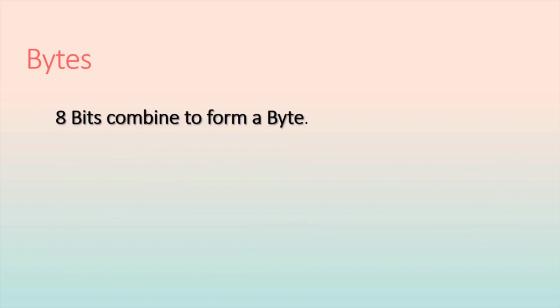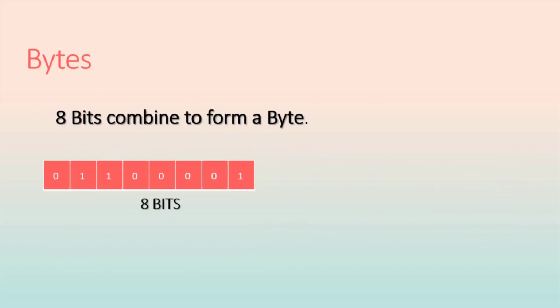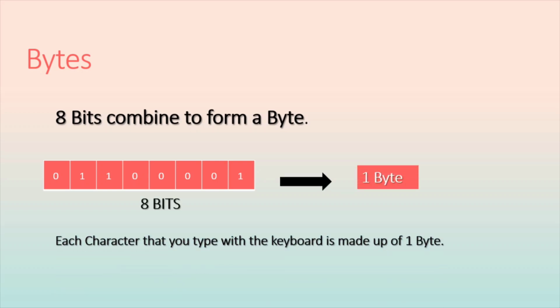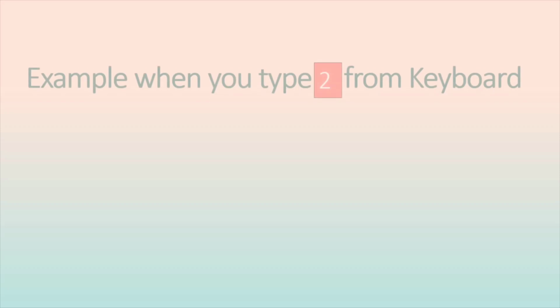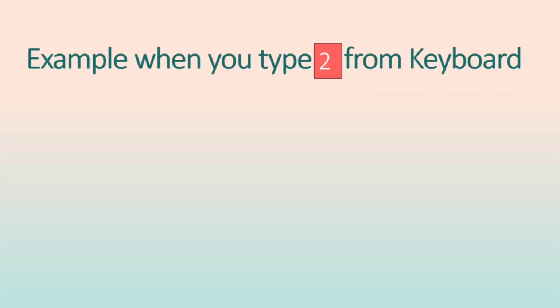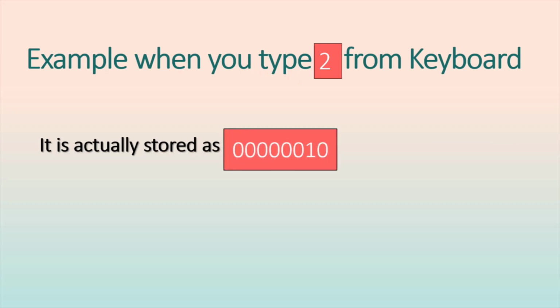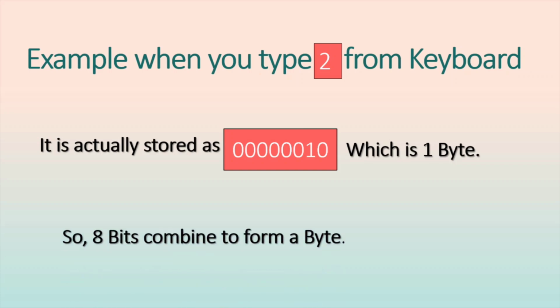8 bits combine to form a byte. 8 bits make 1 byte of information. Each character that you type with the keyboard is made up of 1 byte. Example, when you type 2 from the keyboard, it is actually stored as 00000010, which is 1 byte. It means 8 bits combined to form a byte.